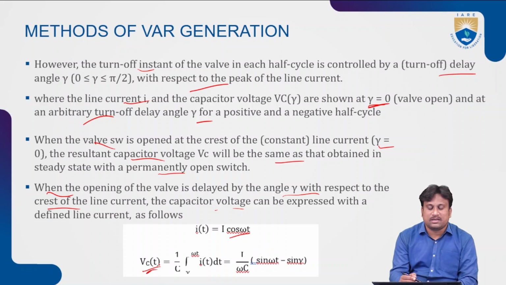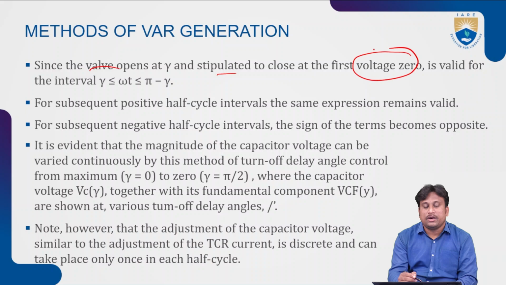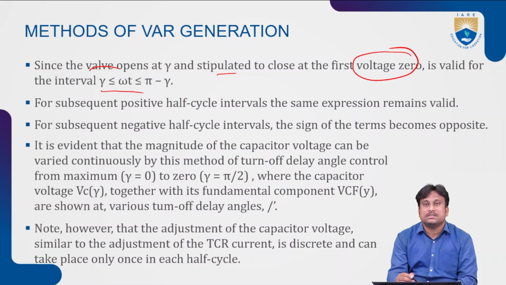The voltage across the capacitor is 1 by C integral of i of t dt, which is I by omega C times sin omega t minus sin gamma. Since the interval opens at gamma and is stipulated to close when the voltage is 0, it is valid for the interval gamma less than or equal to omega t less than pi minus gamma. For subsequent positive half cycle intervals, the same expression remains valid. For subsequent negative half cycle intervals, the sign of the terms becomes opposite.